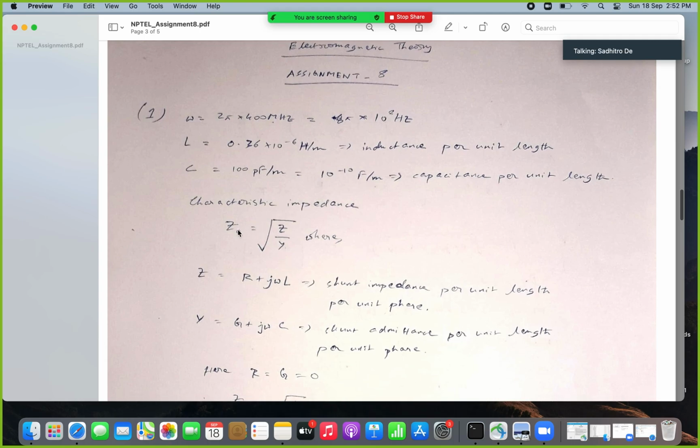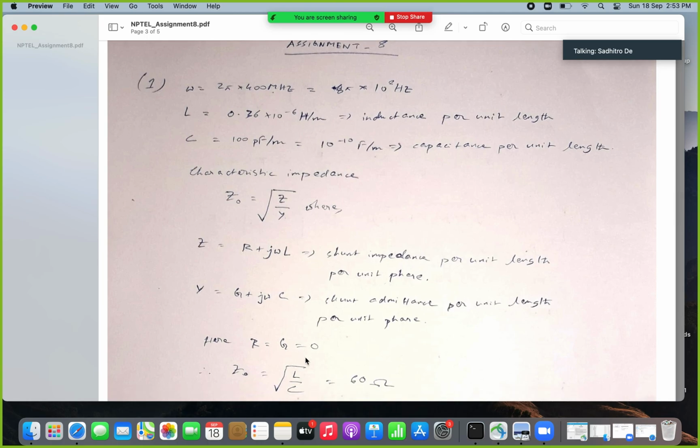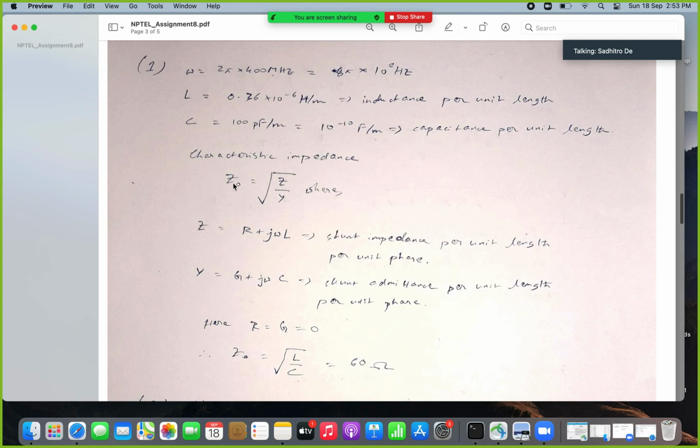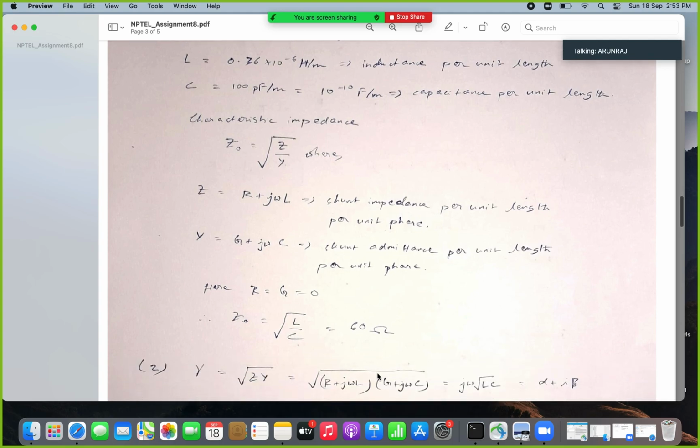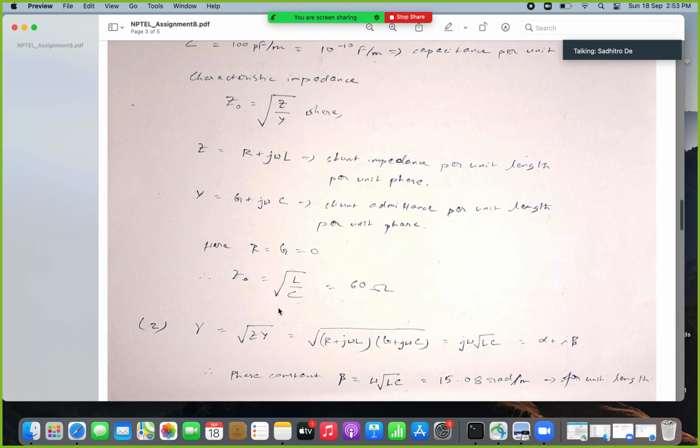So how do we proceed with this problem? We know that the characteristic impedance is given by root over Z by Y, where Z is R plus j omega L, and Y is G plus j omega C. R is the resistance, G is the conductance, L is the inductance, and C is the capacitance, right? Since this is a lossless line, R equals G equals 0. So there is no resistance of any sort. That is why the characteristic impedance is root over L by C. So that's why it is 60 ohm. This is how one can obtain the characteristic impedance.